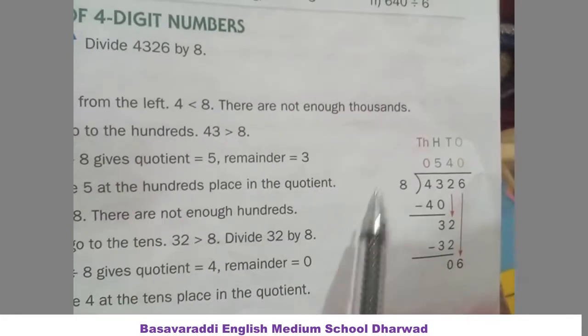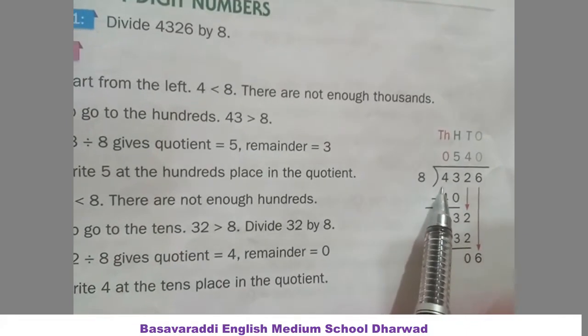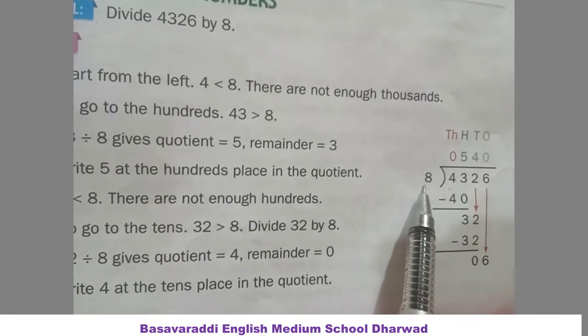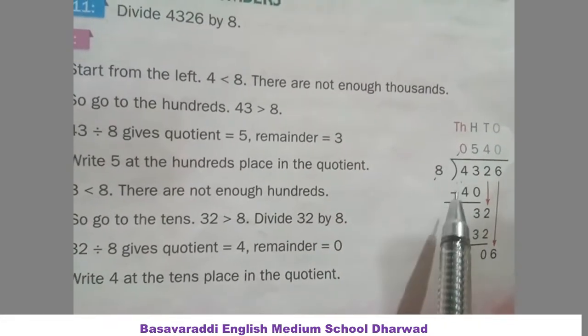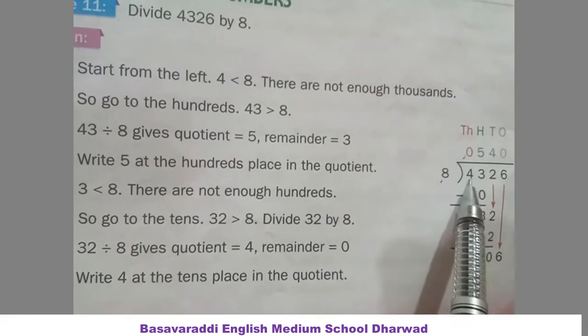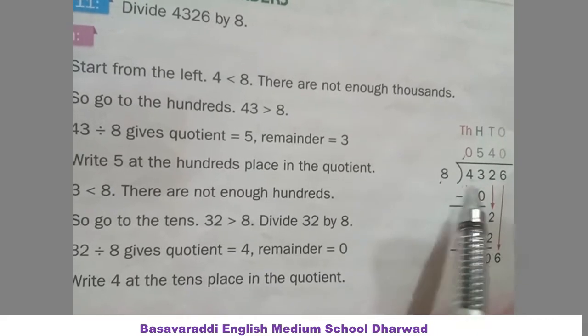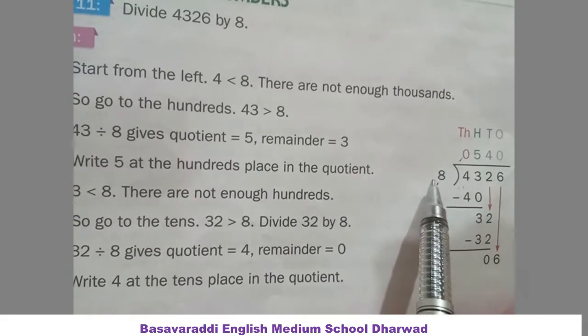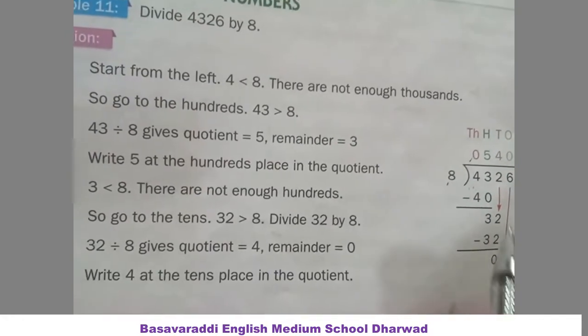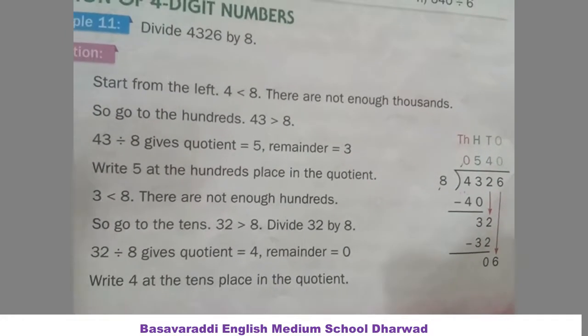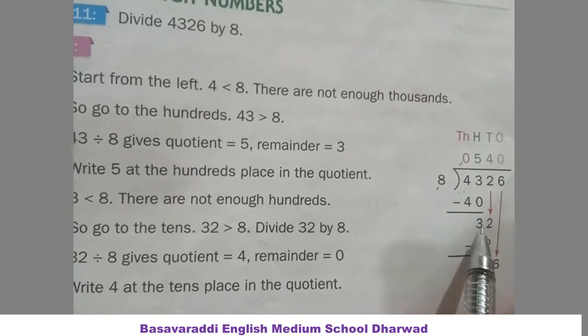Now here it is a 4-digit number. First we have to take the 1000s place. We can't separate that, so you have to put 0, otherwise leave that. Again we are taking the next digit, 2 digits, 1 and 2, that is 43. We can divide this one. 8 5s are 40, so we have to subtract. Division means repeated subtraction. So 3 minus 0 means 3.